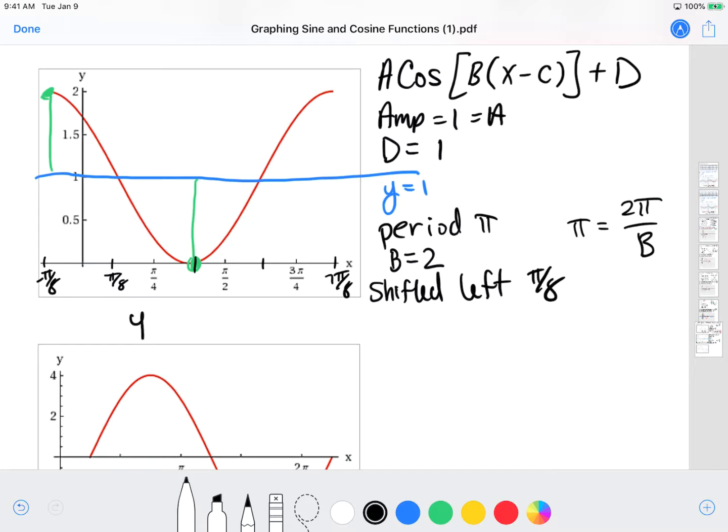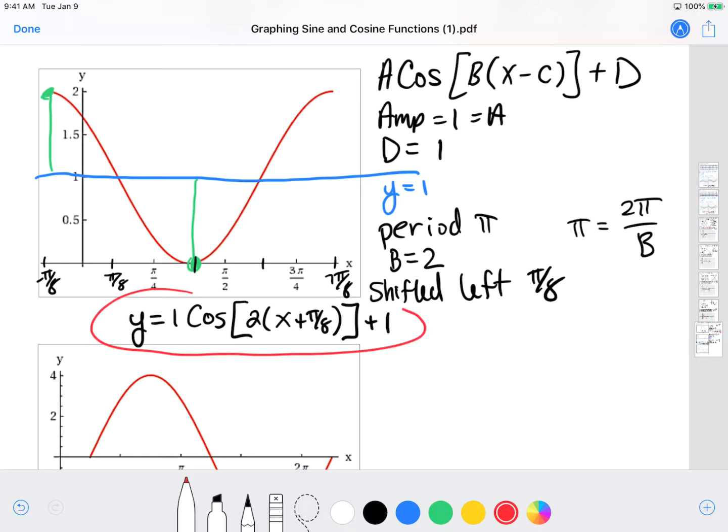So my equation for this graph is going to be 1 for my amplitude, 1 times cosine, my value of b is 2, x plus pi over 8, because it's been shifted to the left, so that means it's going to be a plus pi over 8. And then everything's been bumped up 1, so then I have to add in the plus 1. So here is my equation for the graph above.